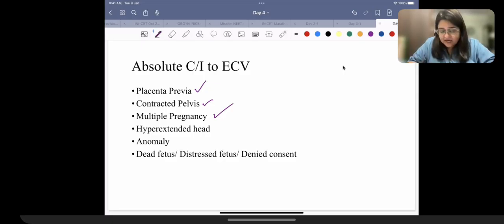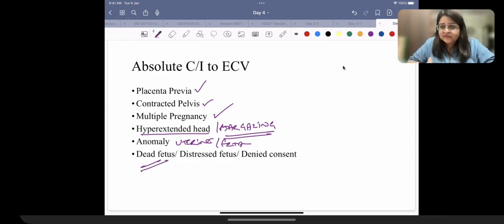ठीक है, second class. Hyperextended head or star gazing fetus. When the baby's head is like this and ये ultrasound पे दिखता है, then it's not going to turn, and even if you turn and the head remains like this, it's going to be very difficult to do a vaginal delivery. If there is a uterine anomaly or even a fetal anomaly, then there's no point doing an ECV. If the baby is dead, doesn't matter ना, उसको वैसे ही deliver करा लो breech होते होते. If the baby is distressed or if the patient has denied consent, then these are absolute contraindications to doing an ECV.